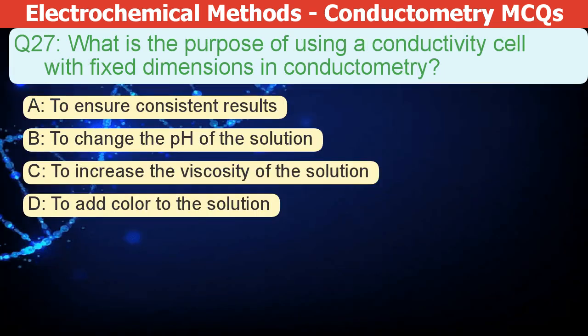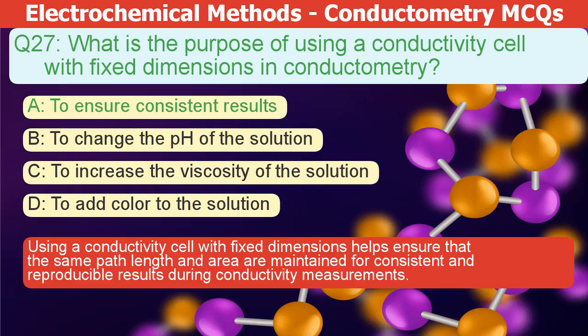What is the purpose of using a conductivity cell with fixed dimensions in conductometry? A. To ensure consistent results. B. To change the pH of the solution. C. To increase the viscosity of the solution. D. To add color to the solution. The correct answer is A. Using a conductivity cell with fixed dimensions helps ensure that the same path length and area are maintained for consistent and reproducible results during conductivity measurements.